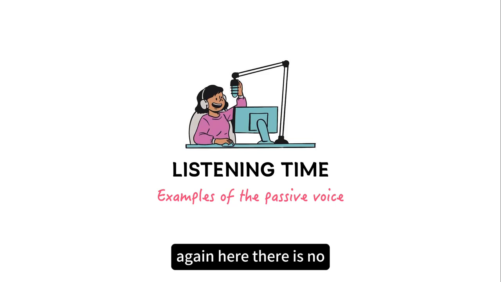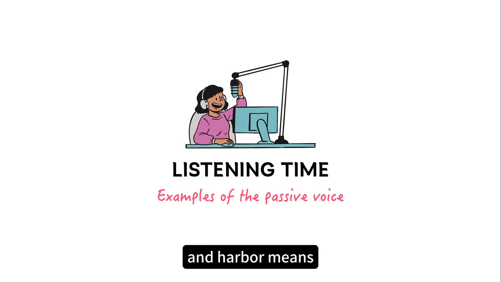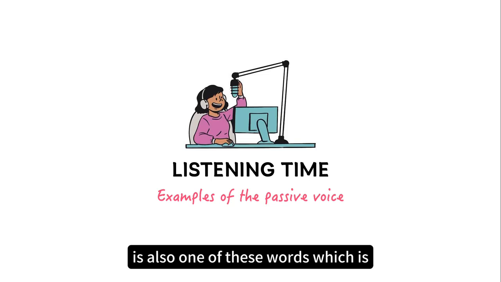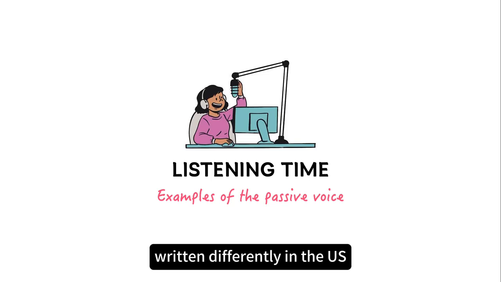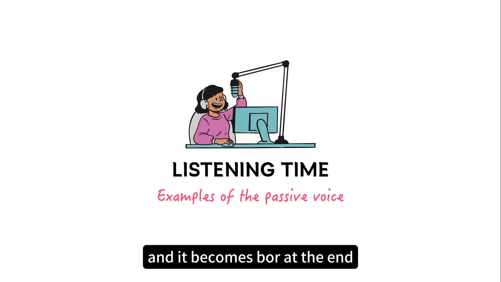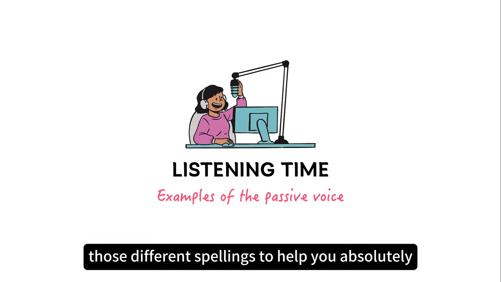Again, here there's no arguments about this. You must pronounce the H, harbour. And harbour means port. Now, harbour is also one of these words which is written differently in the US. Absolutely right. So we spell this in Britain H-A-R-B-O-U-R, but in the US, we take away that final U and it becomes B-O-R at the end. And as we go through, each time we come across words which have different spellings, we'll try to explain those different spellings to help you.